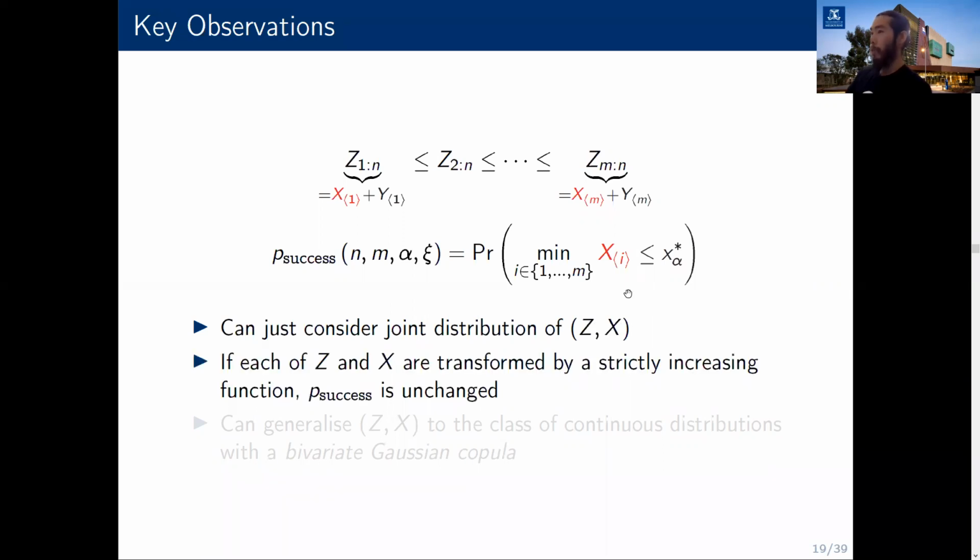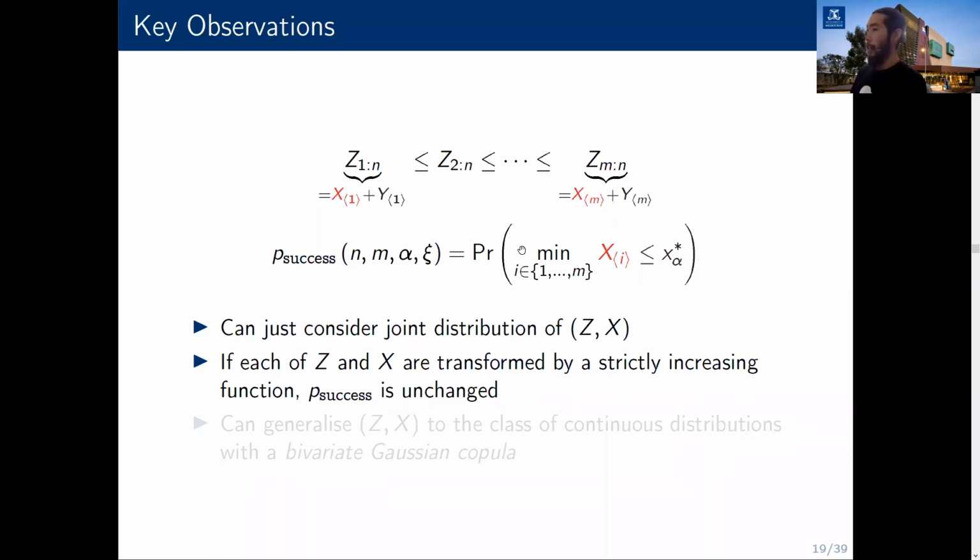And also, if we transform the distributions of Z and X by some strictly increasing function, then the success probability is going to be unchanged. And this, in a way, gets you to see why this is called ordinal optimization, because the ordering here, if you transform the Z, this ordering will stay the same. So we're still going to select the same candidates. And also, if you transform X, then this percentile value here will also change accordingly so that the success probability is unchanged.